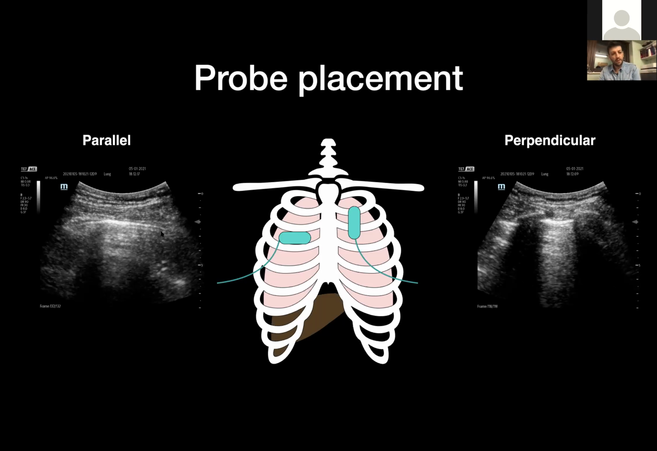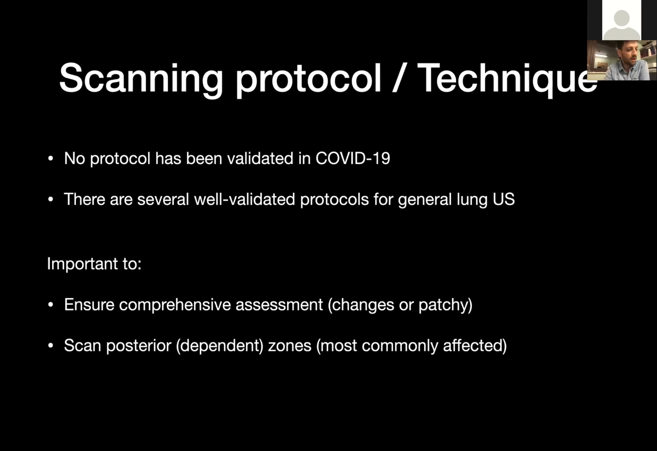Less commonly, you'll see people scan the lung parallel to a rib. So you're going to increase the amount of pleural space, but at the expense of potentially misinterpreting the pleural line, because you don't have those ribs as a sonographic landmark. For COVID, there hasn't been a validated scanning protocol.